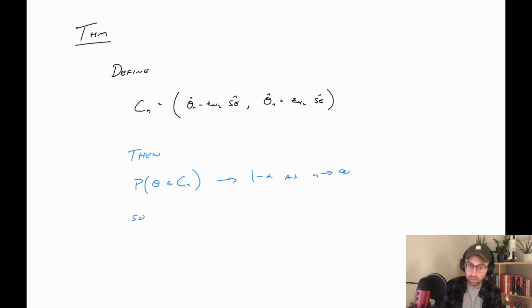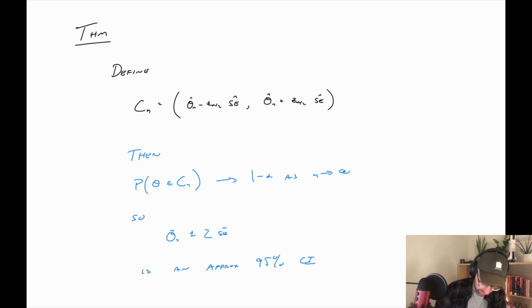Stated much more succinctly, if we take theta hat sub n, which is the MLE, and do plus minus 2 times the estimated standard error, this is an approximate 95% CI. And remember, I like to call this 2. It's 1.96, the relevant critical value here. We often just say 2 because we're approximating anyway.